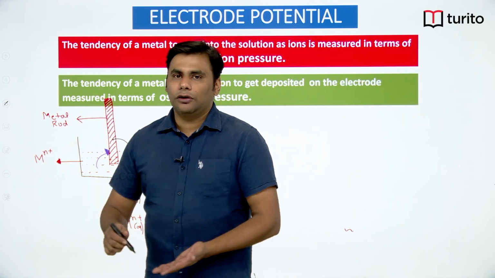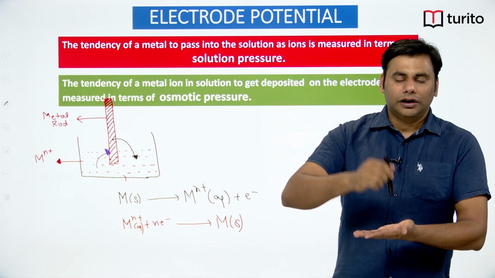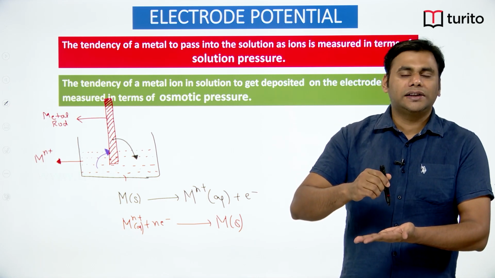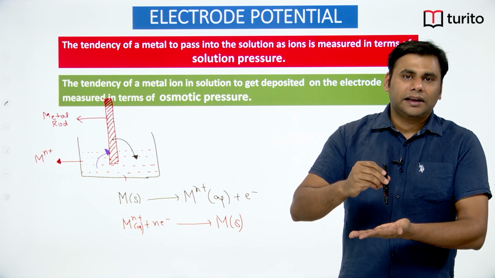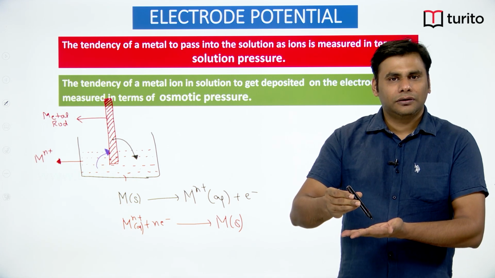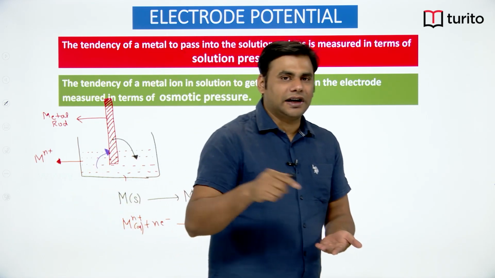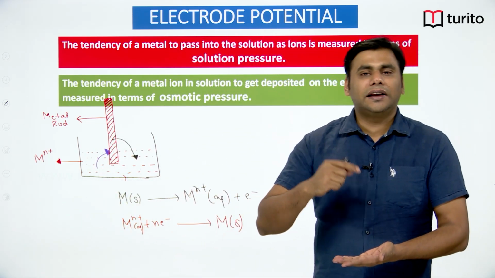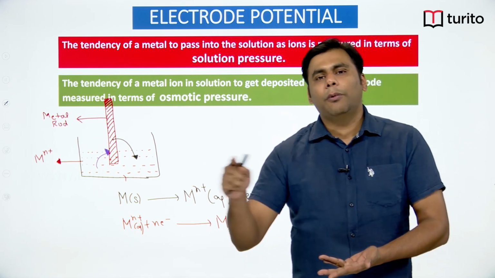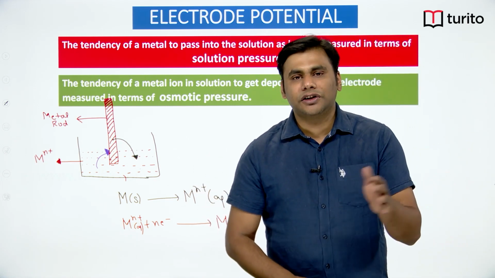So when you dip a metal rod in an aqueous solution containing its own metal ion, there are two things that can happen. Either this metal can get oxidized and change into metal ion and pass into the solution, which is measured by solution pressure. The second thing is that the metal ion present inside the solution can get reduced, get converted into metal and get deposited at the rod.